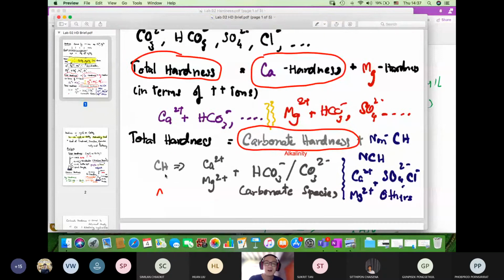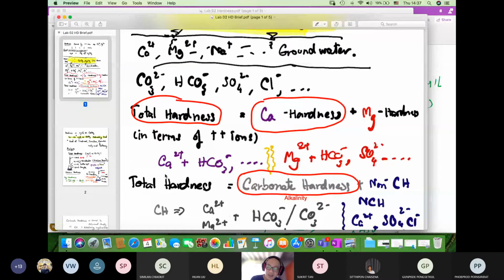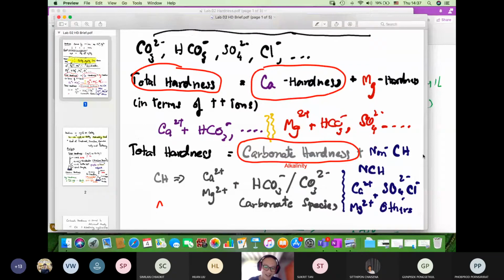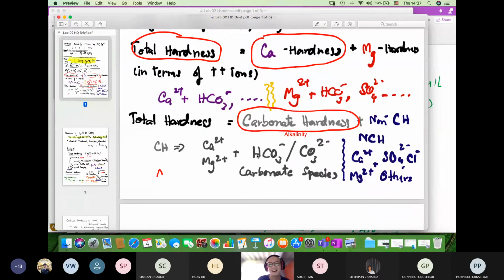Then, on the other hand, if we only focus on the negative charge, the hardness can be classified as carbonate hardness and non-carbonate hardness. What does it mean by carbonate hardness? Carbonate hardness means calcium or magnesium associated with these two species, bicarbonate and carbonate. In general, we say these are the carbonate species. So if calciums and magnesiums are associated with the carbonate species, we say this hardness is the carbonate hardness.